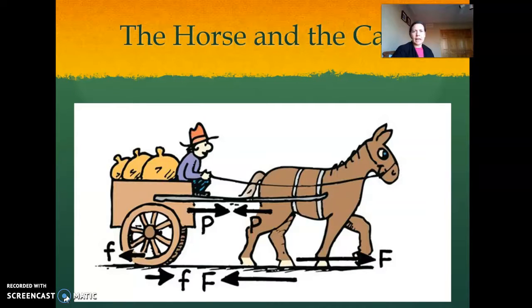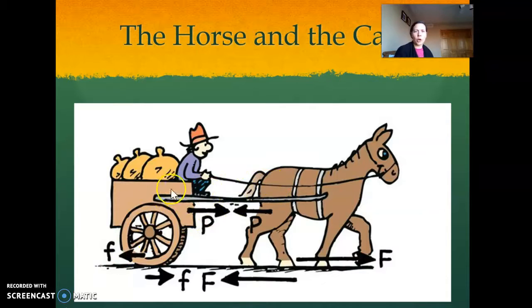Okay, this is the last slide. This is the horse and cart problem. And you'll see there's no words on this slide, but this is definitely going to be a test question. This is a famous problem. You can even look it up on the internet if you don't like my explanation. But this is definitely going to show up on the test, so you definitely need to listen and write your own notes.